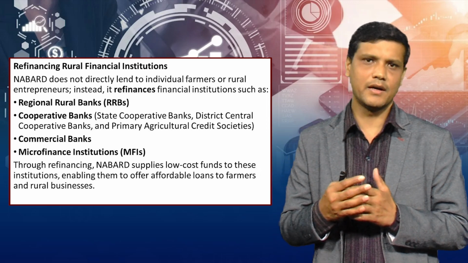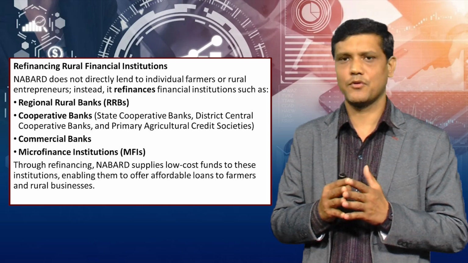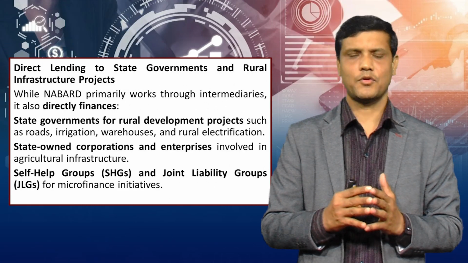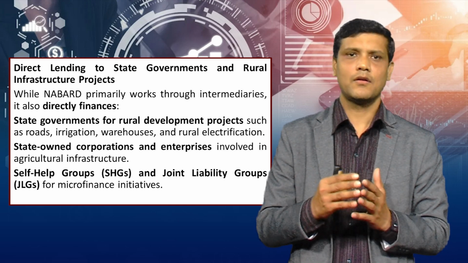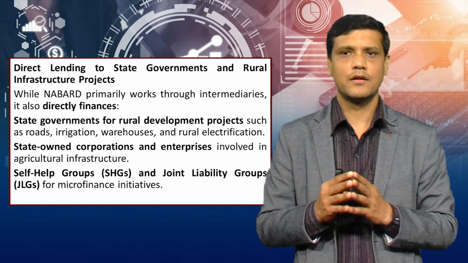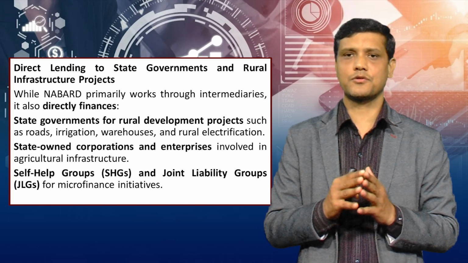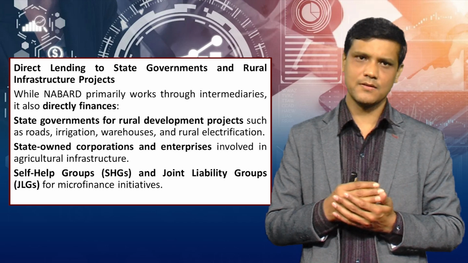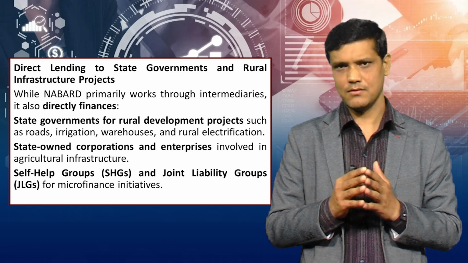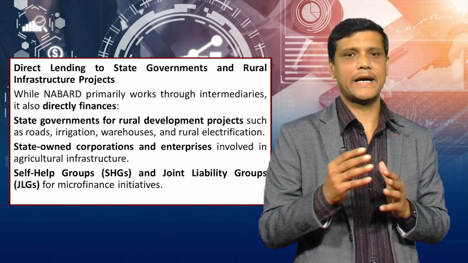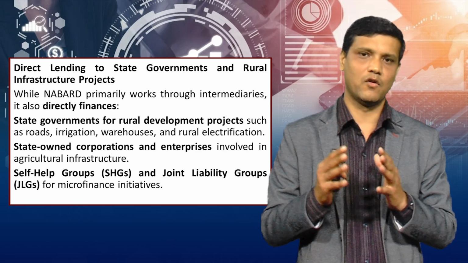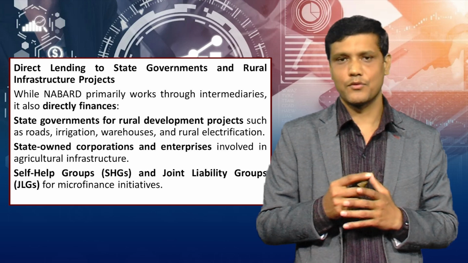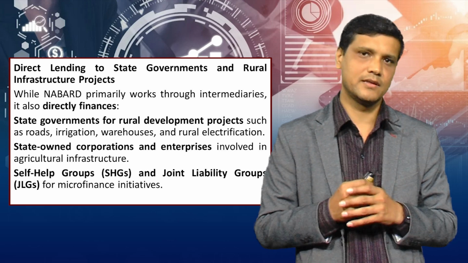Direct finance provided by NABARD goes to state governments for rural development projects such as roads, irrigation, warehouses and rural electrification. Besides providing indirect finance or refinance, NABARD also provides direct lending to state governments and rural infrastructure projects. While NABARD primarily works through intermediaries, it also directly finances state governments for many rural development projects such as road, irrigation, warehouses and rural electrification. It also provides direct finance to state-owned corporations and enterprises involved in agricultural infrastructure. Then NABARD also provides direct finance to self-help groups and joint liability groups for microfinance initiatives.